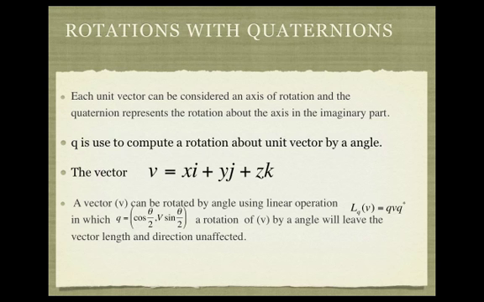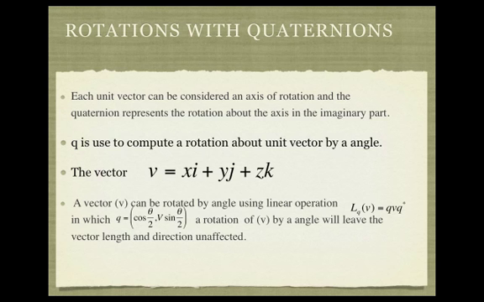So for example, take this vector xi, yj, and zk, where i, j, and k represent the axes of rotation. The vector can be rotated by an angle through the linear operation, as I give you right there, with Q times the vector times the conjugate, where Q is rotated by the angle: cosine of the angle divided by 2, plus the vector times sine theta divided by 2.